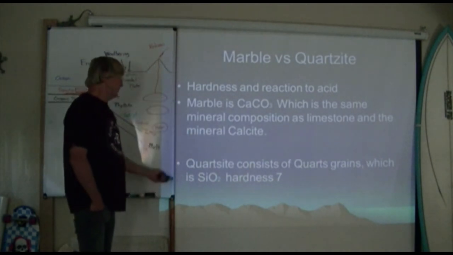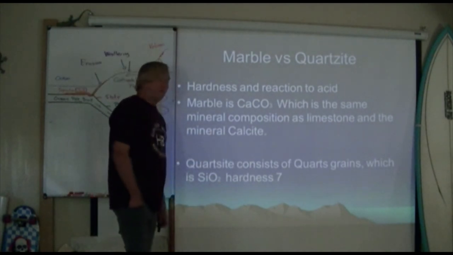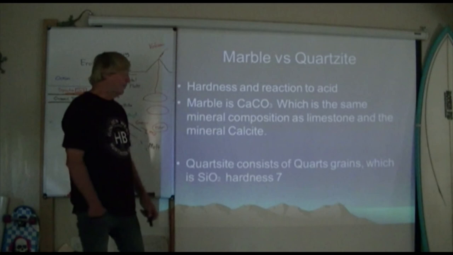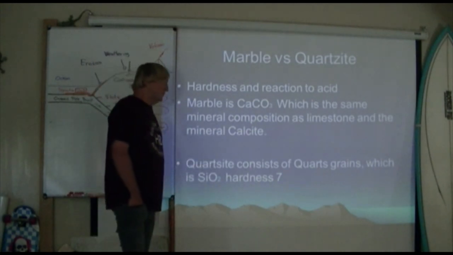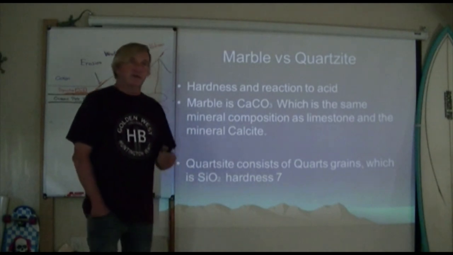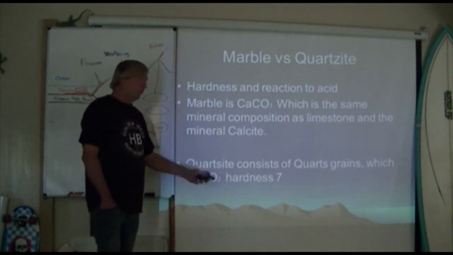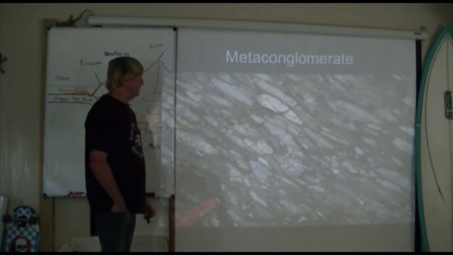So these are the two tests that you would perform if you were out in the desert and you found a rock and you weren't sure if it was a quartzite or a marble. If you had some diluted acid, the marble's going to react to acid, it's going to fizz. Marble will not scratch glass, but quartzite will, and quartzite will not react to hydrochloric acid.